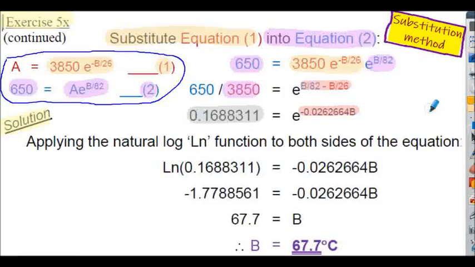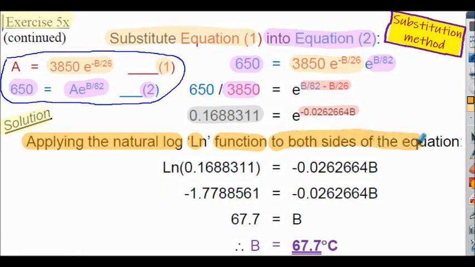On the next line, I evaluated the left hand side and simplified the exponent on the right hand side. Now, referring to our previous presentation related to solution of equations involving exponential functions, we now need to apply the inverse function to remove the e from the right hand side. So applying the natural log, the ln function, to both sides of the equation. On the left hand side we have ln of the constant. And on the right hand side, the ln cancels with the e, so that equals the actual exponent value.